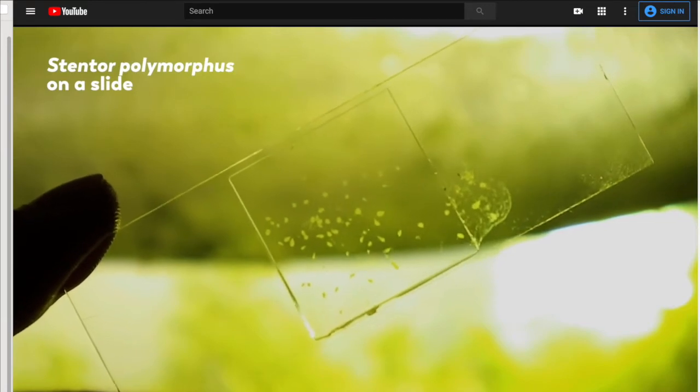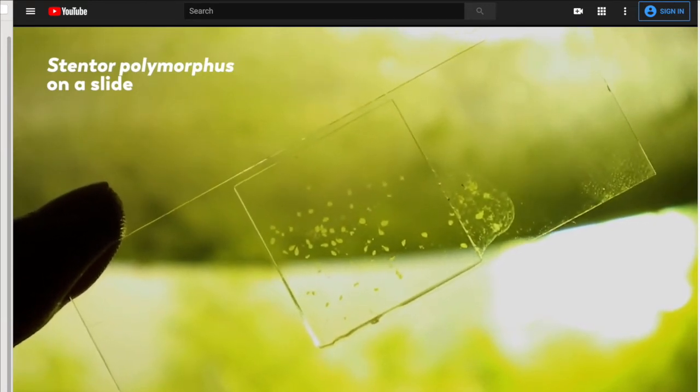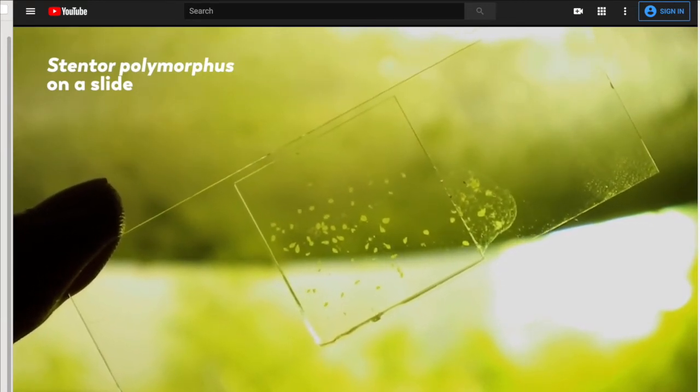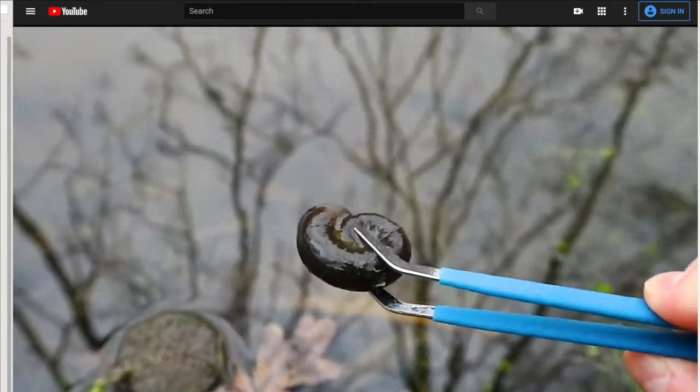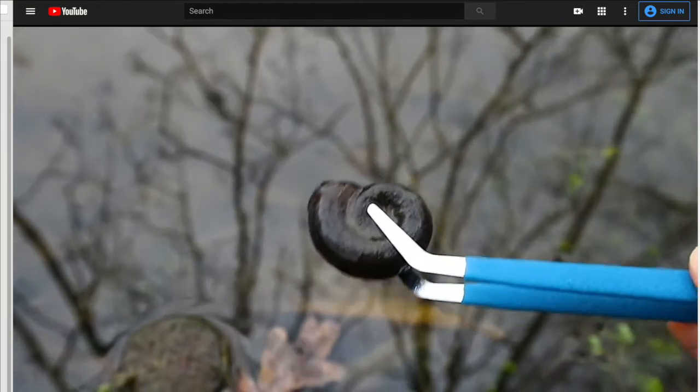Look how big they are. Each dot is a Stentor polymorphus cell. These cells came from an aquatic snail. It had so many Stentor cells on its shell, it was visibly green.